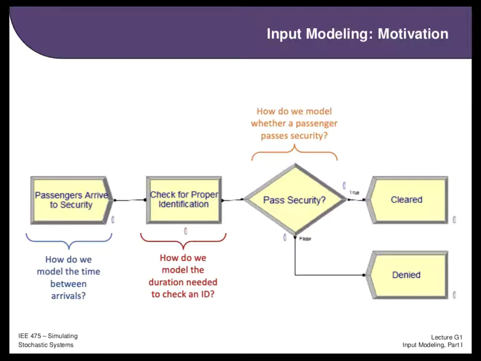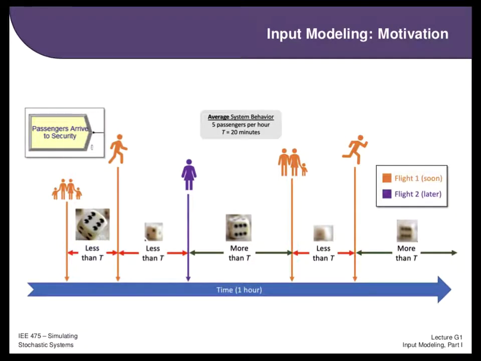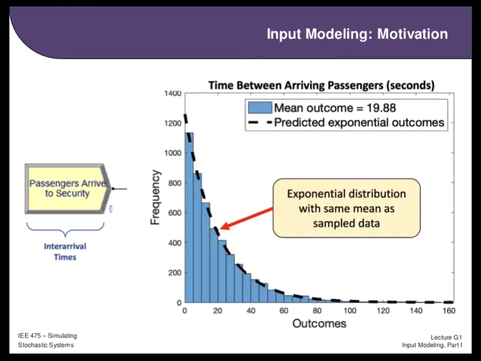Then the hard part happens. This is the thing that's most conspicuous about Arena. You see these block diagrams, but the real work goes into what goes on inside those block diagrams. So for this one, how do we model the time between the arrivals? I've used this as a motivating example before the midterm: passengers are arriving with these variable times between them. How do I choose the distribution to put inside here?